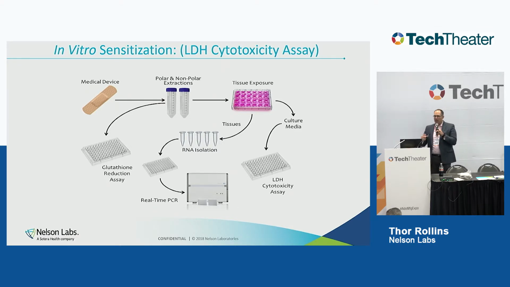One thought is that we can take your medical device and extract it in a polar and non-polar extract, and then taking that extract, we can do that glutathione test. We can take some of that extract and see if there's sensitizers present using glutathione. Then we can take more of that extract, put it on our tissues, and do a cytotoxicity test on those tissues. But then we can also do the RNA isolation and look at it under PCR to see if there's been a gene expression. So using one device, extracted in polar and non-polar, we should be able to do three separate tests to evaluate sensitization.